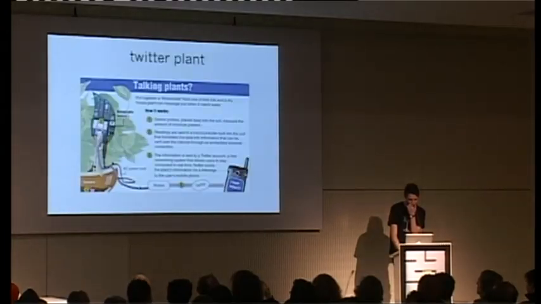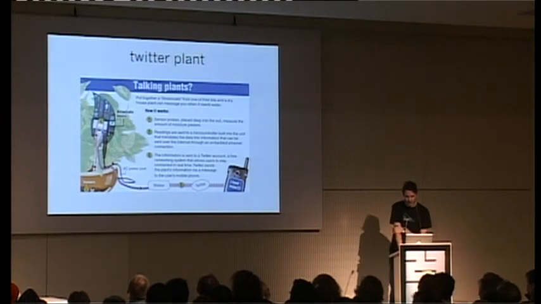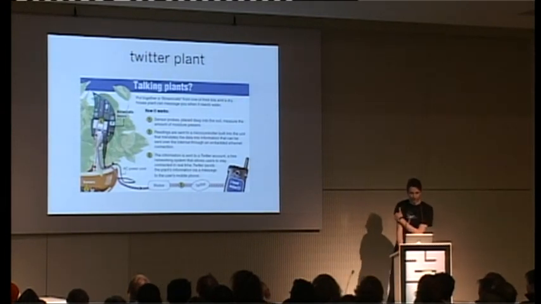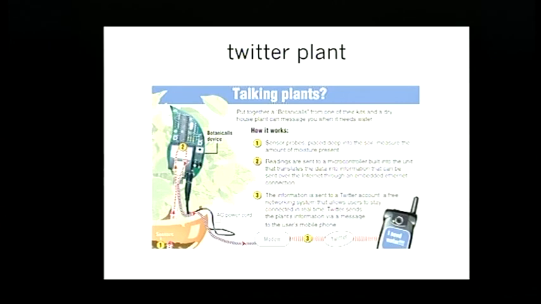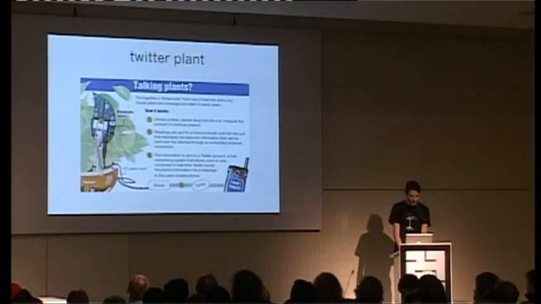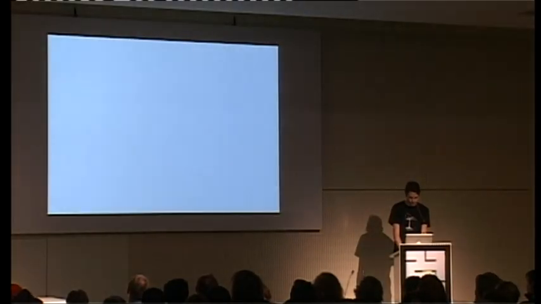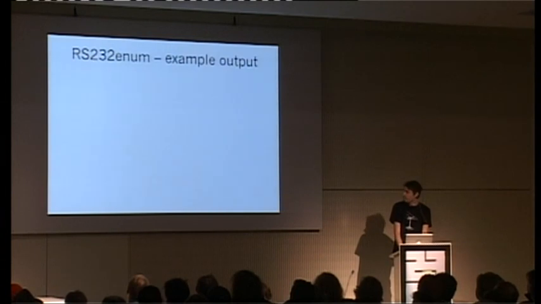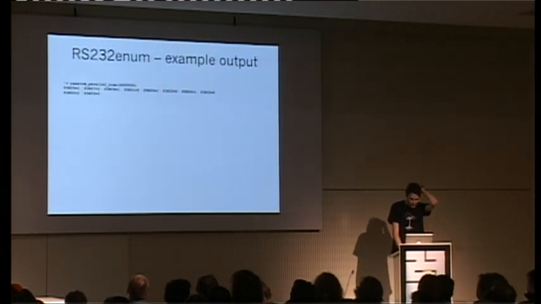Okay. So another one is from ITP in New York. It's a device that has the same chip as the Arduino, and I'm pretty sure they developed it with an Arduino first. You stick it in your plant, and when your plant is hungry, it sends you a Twitter message, which hopefully goes to your cell phone, saying I'm hungry, or you fed me too much. So there are all sorts of very simple things coming from different art students or designers that start out with Arduinos. So here's some example output of a serial scan.